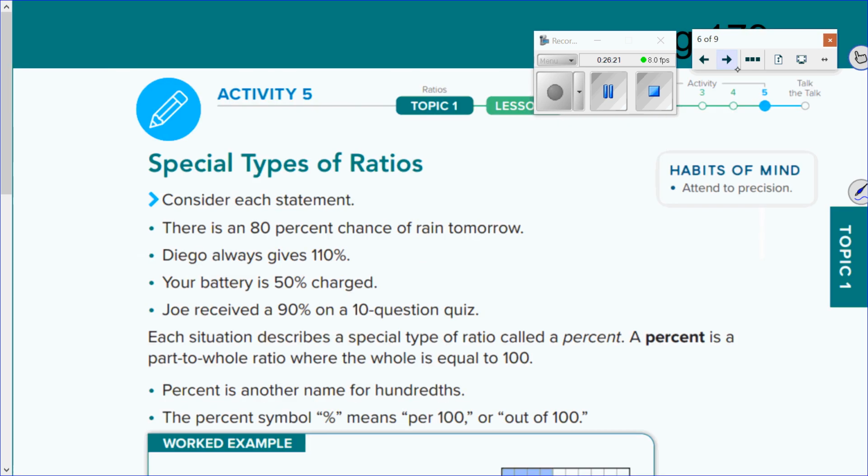Okay, now we get into a special type of ratio. So everybody needs to have your highlighters again. Liam, probably put that around your neck, might be your best bet.